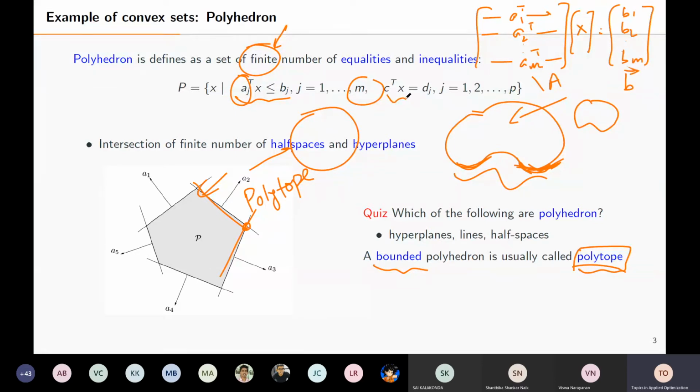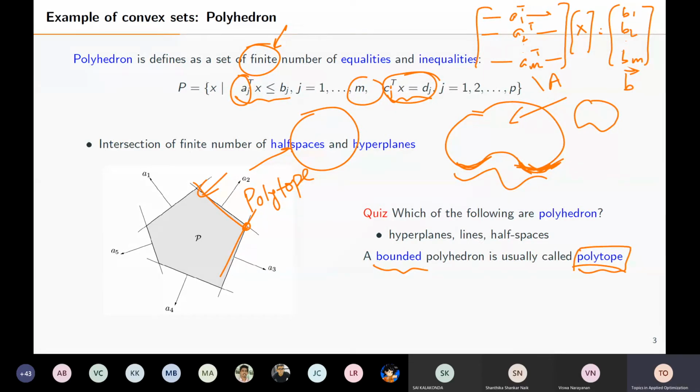Similarly C, I'm missing this here. This should be J here. C is not a constant here. C should vary because we are talking about multiple hyperplanes. If you fix C, that will be just one. That doesn't make sense. So that's what you're saying here. Yeah. So can a circle be a polyhedron?